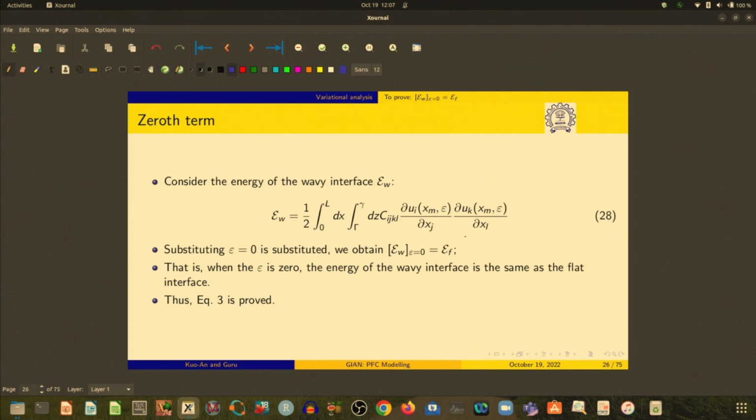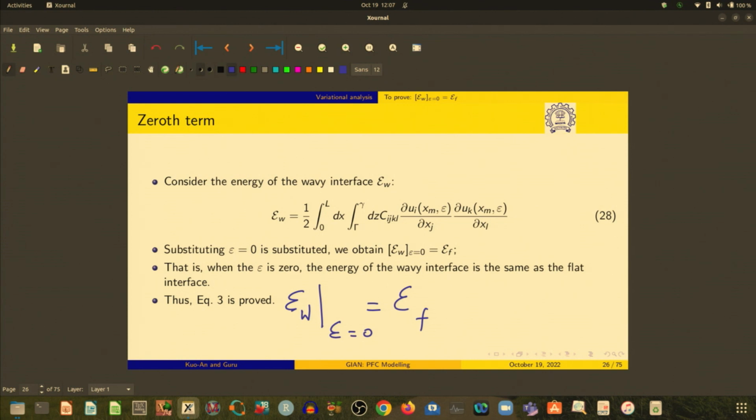Elastic energy, half C_ijkl epsilon_ij epsilon_kl, I am integrating. Now, when you put epsilon equal to 0, you will recover ∂u_i/∂x_j ∂u_k/∂x_l, which is nothing but the energy of the flat interface. So, we have shown that E wavy with epsilon equal to 0 becomes E flat. Okay, first term is done.